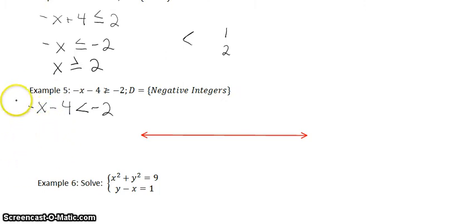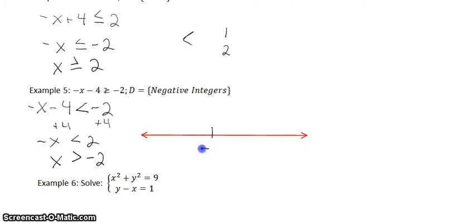So this is very similar to the other problem, just a different sign for our 4. So we're going to add the 4. So negative x is less than 2, and multiply or divide by negative 1. So x is greater than negative 2.